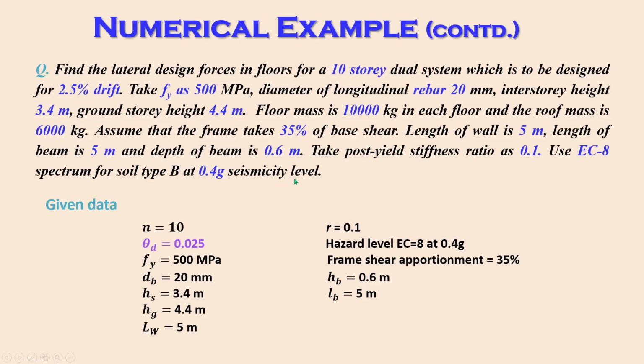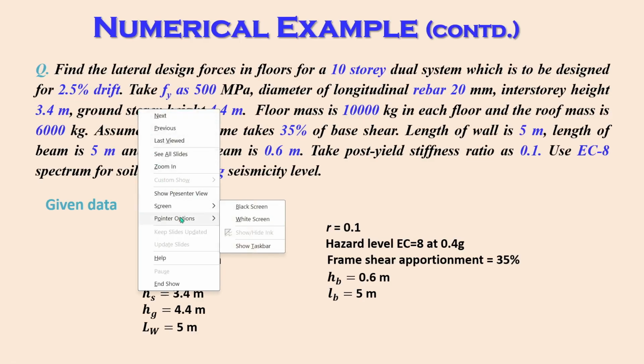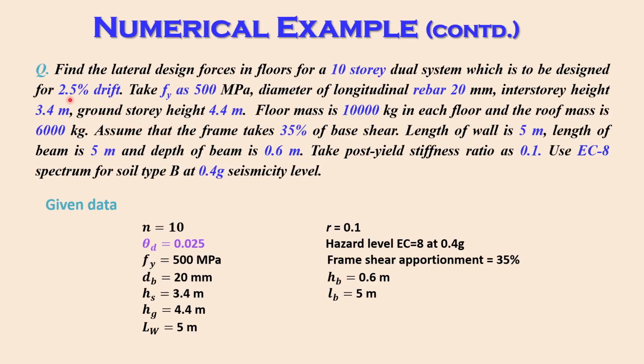Let us recapitulate the previous example that we had taken. It was a 10-story building and the data were given like this. The most important design data is the drift, which is 2.5%. Then Fy will also be required today, 500 megapascal. We will require rebar diameter, which is 20 millimeter, and height of story etc.